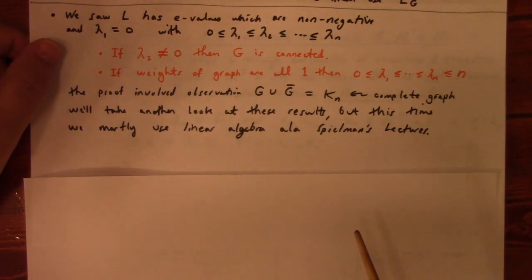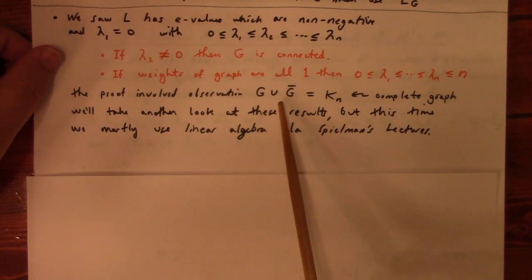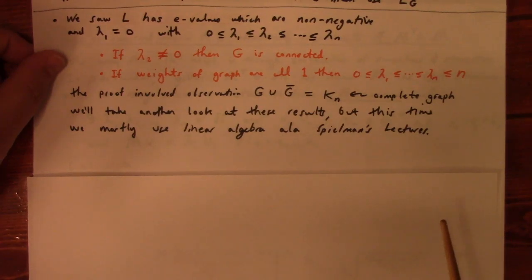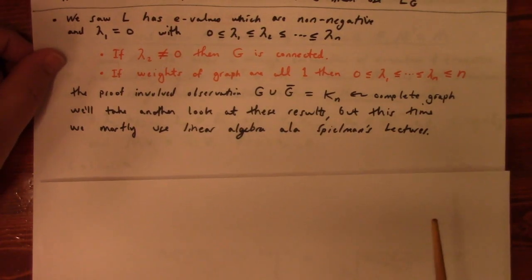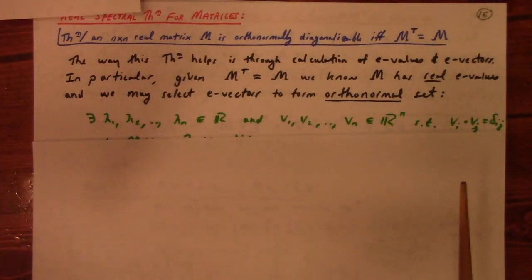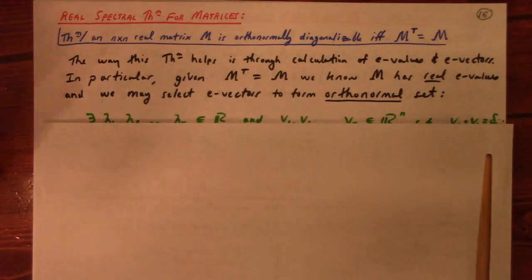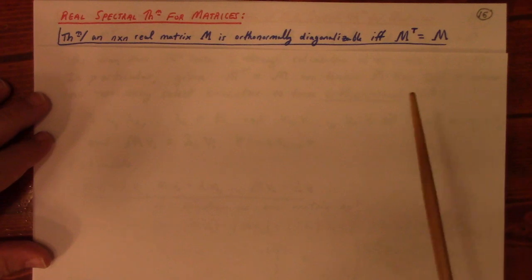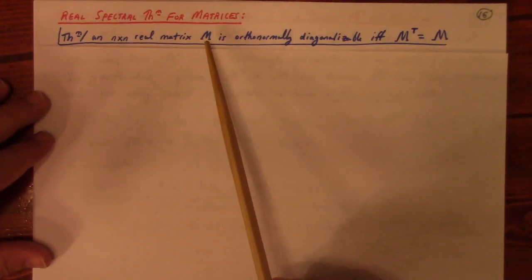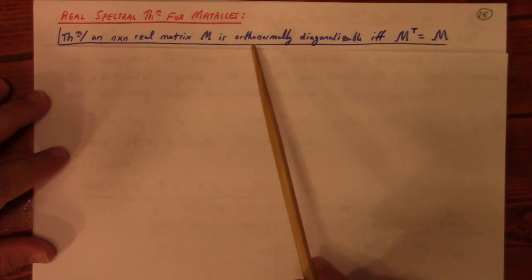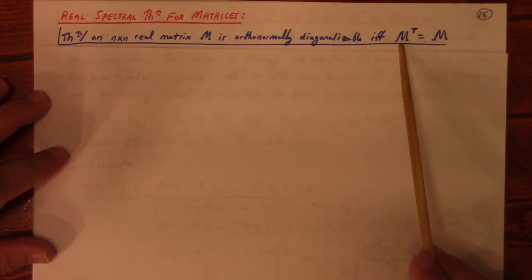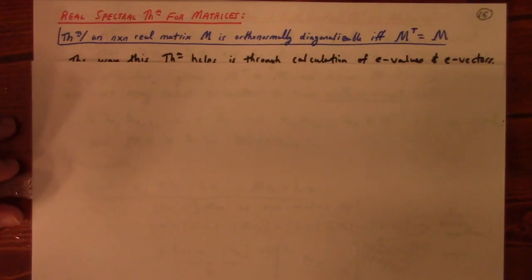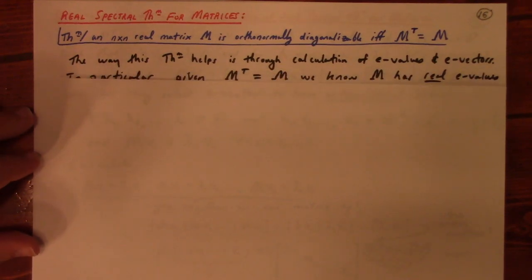Again, the proof that we went through last time involved the fact that the union of the graph and its complement was the complete graph. But today I'm going to take a different look at it, using mostly just linear algebra, following Spielman's lectures. Before we get to that, though, I just need to take a walk down memory lane, so to speak, and look at some results that we know from linear algebra. One of the things we know is the real spectral theorem for matrices. An n by n real matrix M is orthonormally diagonalizable if and only if it's symmetric, if M transpose is equal to M. I'm not going to prove that. That would take a while to do justice to the proof of that.